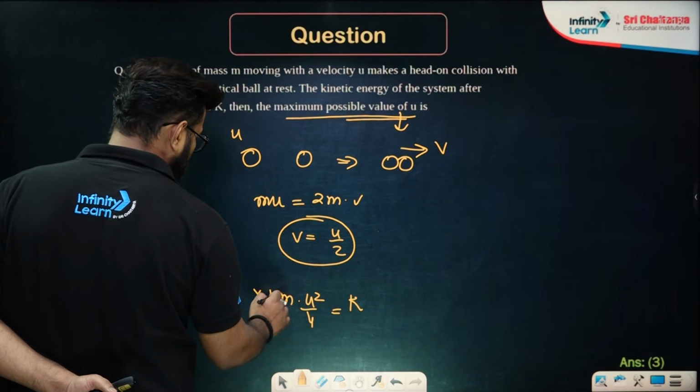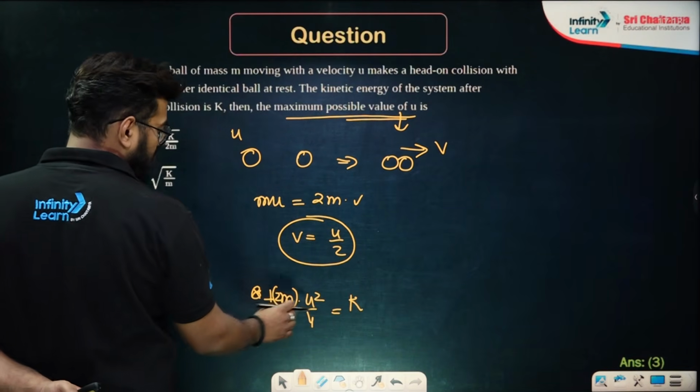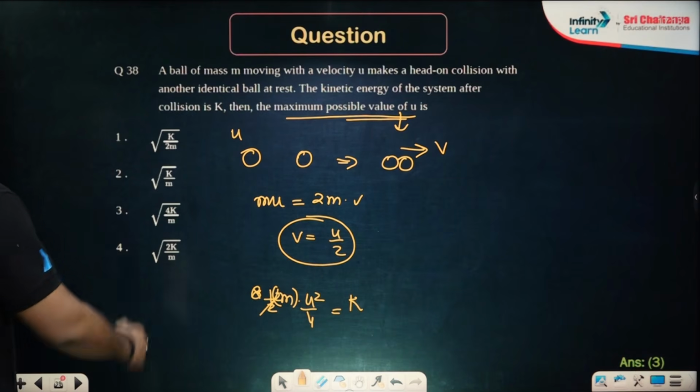You will have to multiply 2m also. Why? Because there are two masses. Half of 2m, there are two masses now. 2m into u square. So this turns out to mu square by 4. So u will be equal to 4k by m.